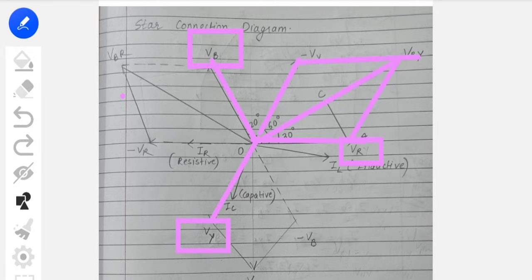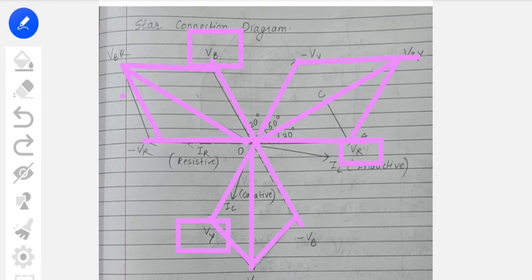Again you can see, as VB is here, if you draw it backward it will be your minus of VB, and then you have to make the resultant. You can make the resultant very easily. Okay, like this, and you have to construct like this. Similarly over here, as VR is there on the straight line, this will be on the back side of it, that is minus of VR, and you have to make the resultant of it similar to all of the three. Okay, like this.